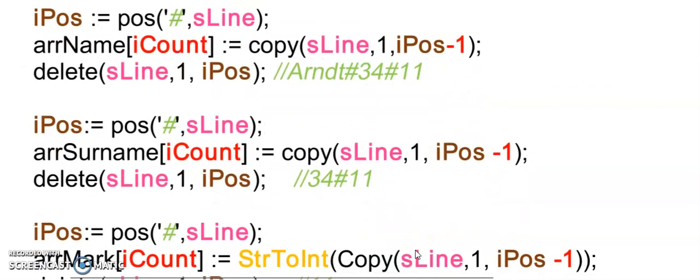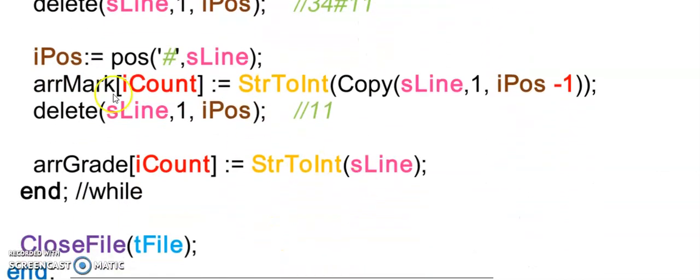And I'm now going to repeat the same code as above to find the surname and store the surname in array surname. I'm going to do the same thing then, deleting, and I'll be left with the mark and the grade, and I will be finding the position of the next hash, and I'm copying out the mark. The mark we want to store as an integer in array mark, so therefore I have to string to int what I'm copying out from S line, and then I delete.